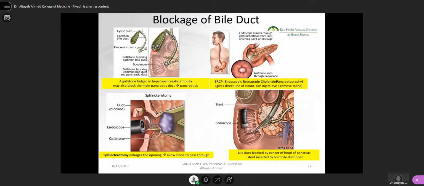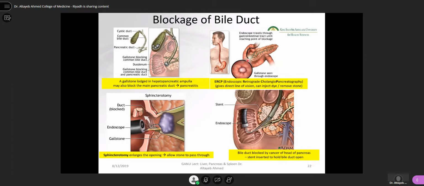We have different types: cholesterol stones, mixed stones, or pigment stones. Usually, cholesterol stones are very large, while pigment stones are very small. These stones may go through the cystic duct, then go down to cause obstruction in the area of the sphincter of Oddi. In these conditions, we do what we call ERCP, or endoscopic retrograde cholangiopancreatography.